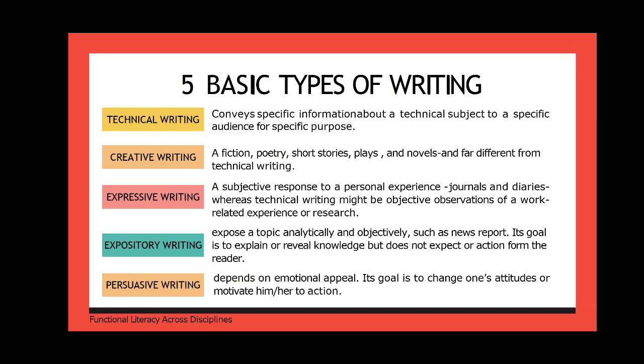Now, before we discuss what technical writing is about, let us discuss first the five basic types of writing. So we have five. We have technical writing, creative writing, expressive, expository, and persuasive writing. With technical writing, the main purpose and focus is to convey specific information about certain specific technical topics, like I said earlier, about sciences or processes of which groups of people are supposed to follow.